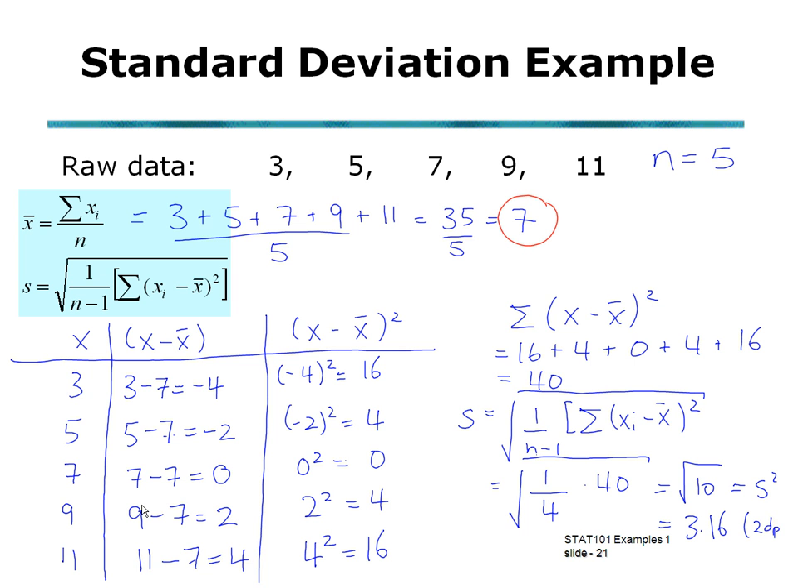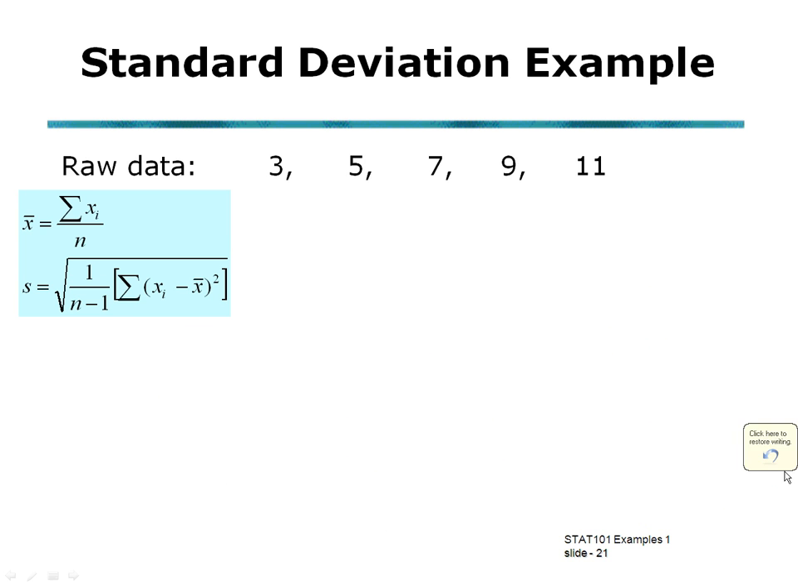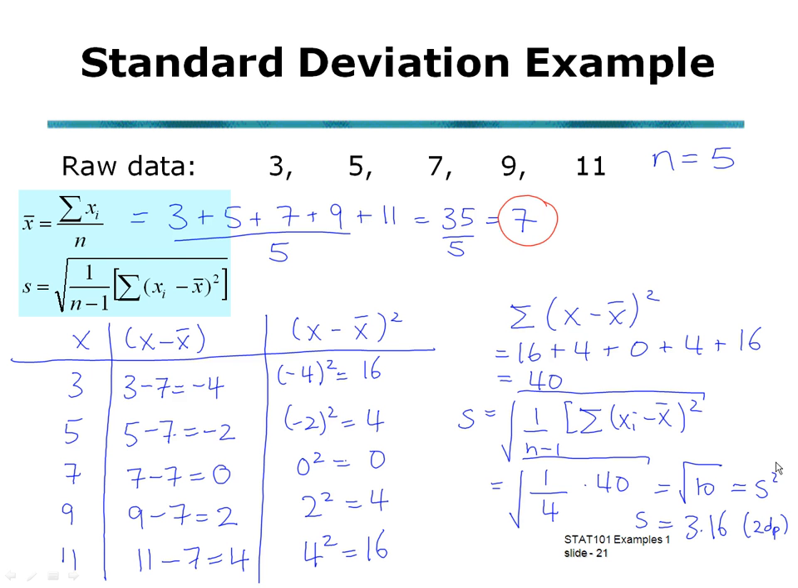Get rid of the s squared, and just remove that s squared. The standard deviation for this example: 3.16 to 2 decimal places. And that's our standard deviation example.